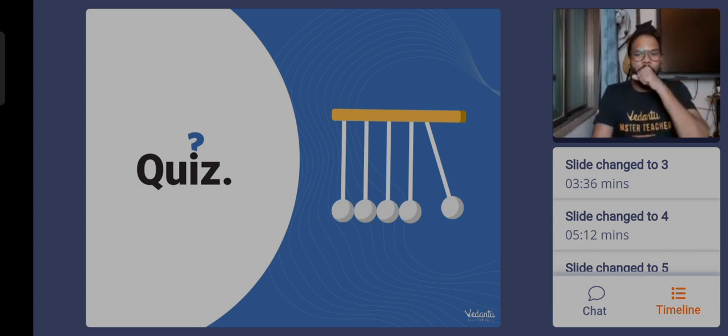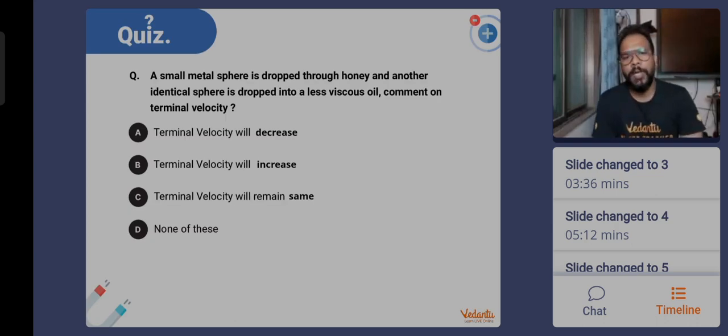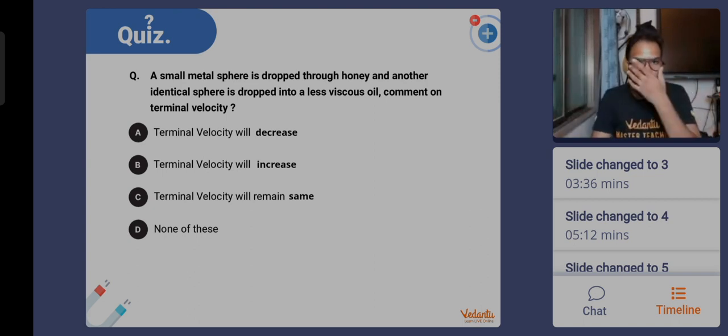Okay. Chalo. Switching off the chat so that you focus on the question, everybody. A small metal sphere is dropped through honey, and another identical sphere is dropped into a less viscous oil. So identical bodies, both are the same identical two metal spheres. One dropped in honey, another dropped in say water. So what will you comment about the terminal velocity in the second liquid compared to honey? Giving you 45 seconds, and the time starts in 3, 2, and 1.